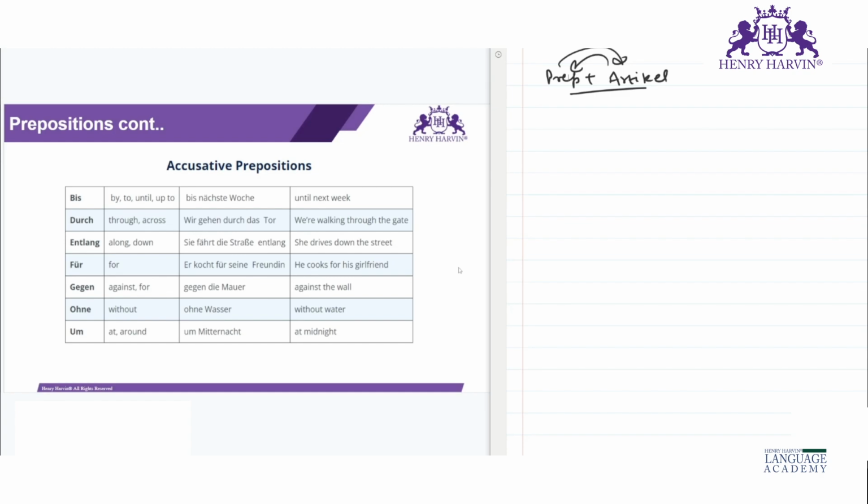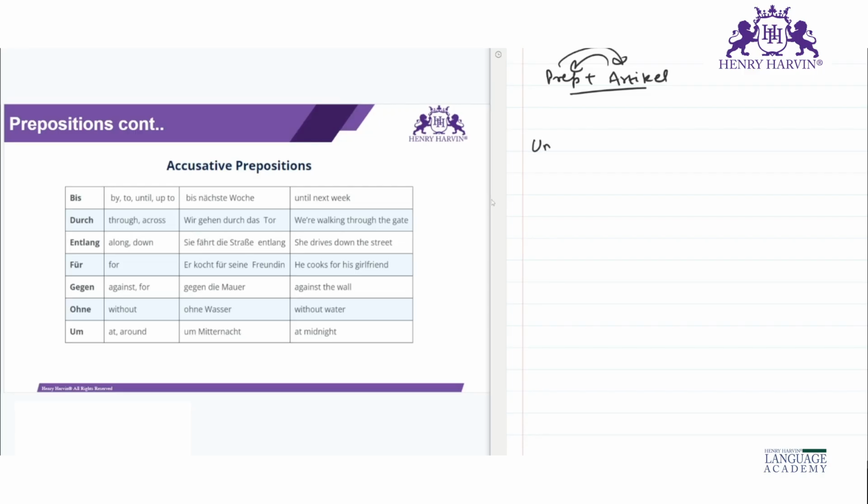So here we have bis, which means by, until, or up to. This is also a part of place, because when you say the train travels till Frankfurt, that is a preposition of place, as well as of timing. Durch means through or across. Wir gehen durch das Tor, that means we are walking through the gate. Entlang as along. Sie fährt die Straße entlang, she drives down the street. Für as for. Er kocht für seine Freundin, he cooks for his girlfriend. Gegen as against, like gegen die Mauer, against the wall. Ohne, without, ohne Wasser. Um has 2 meanings, at and around. So um Mitternacht means at midnight.